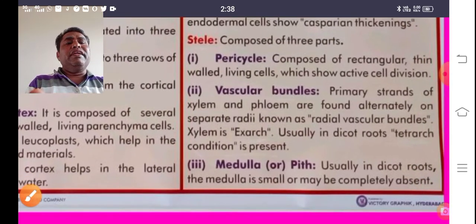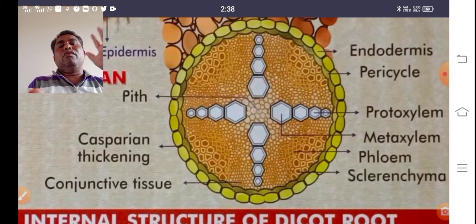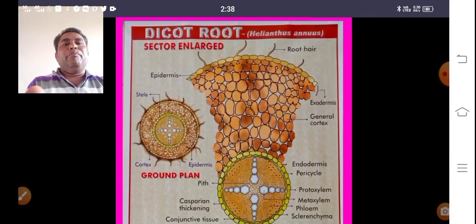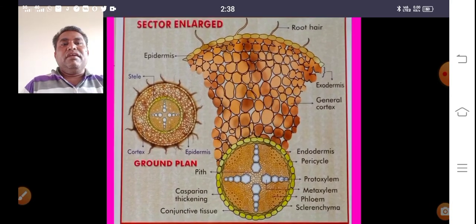Usually in the dicot root, the medulla may be completely absent. So this is an important characteristic feature of the dicot root.